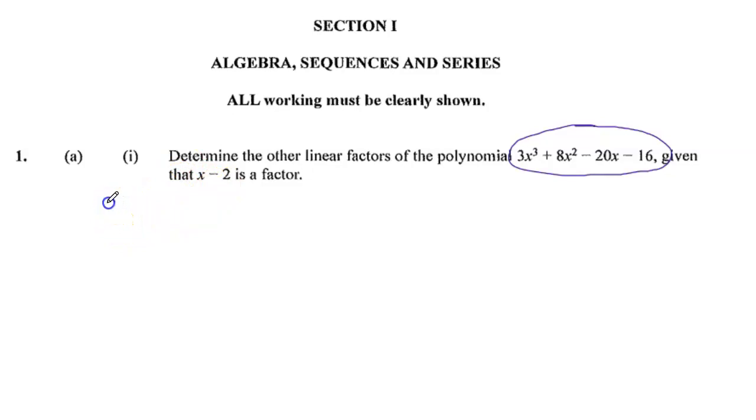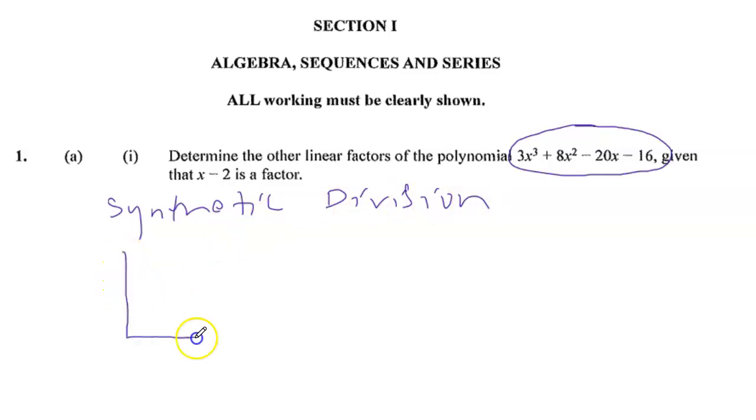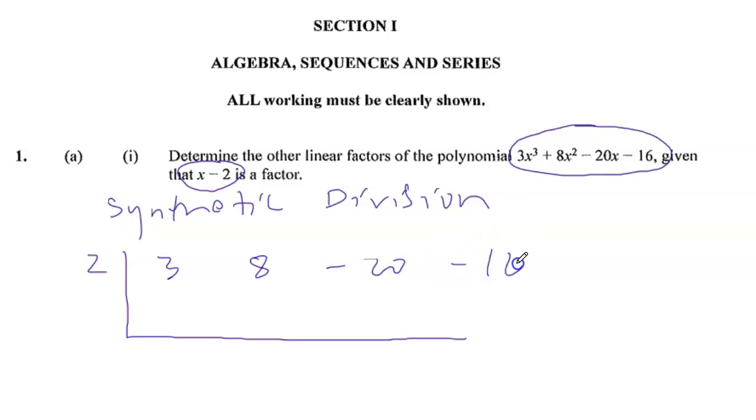We can either use long division, or I'm going to be using synthetic division. It forms something looking almost like an L. We're dividing by x minus 2, so I change the sign of negative 2, so it's plus 2. In the L, inside we put the coefficients of the polynomial, so 3, 8, minus 20, minus 16.